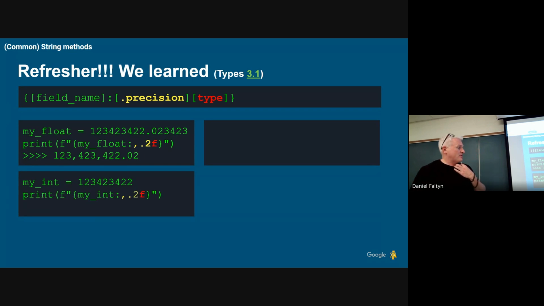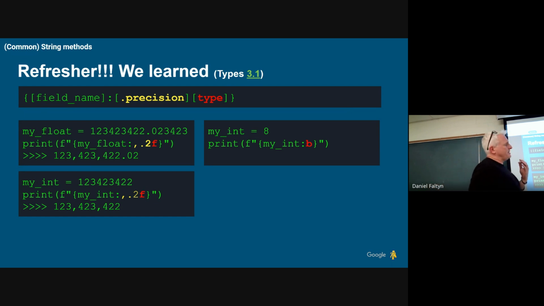We said we could format integers as well. So we had integer, we could do something like that, right? And so it just doesn't have the decimal point. We also had some of the more crazy stuff, I dare say. Like here, I wanted to format the integer 8 in binary, if it's a :b.